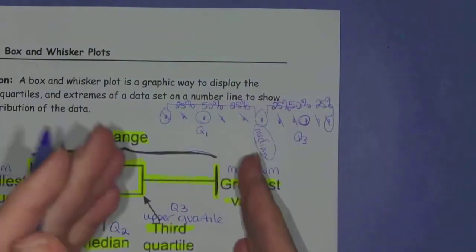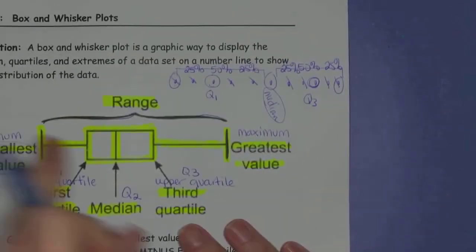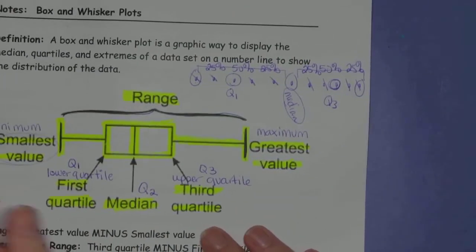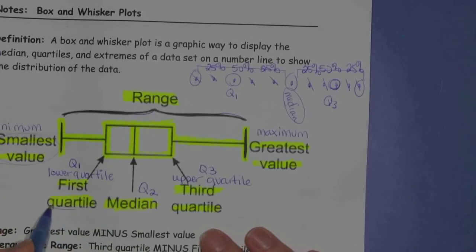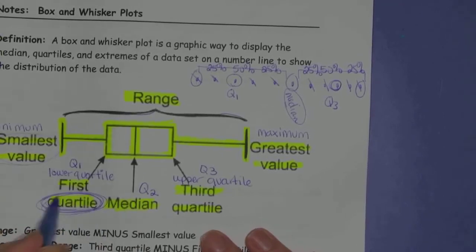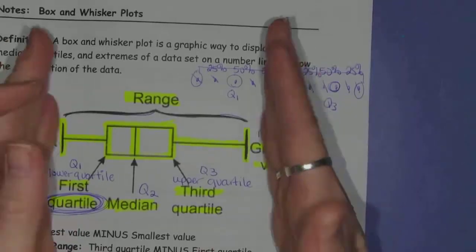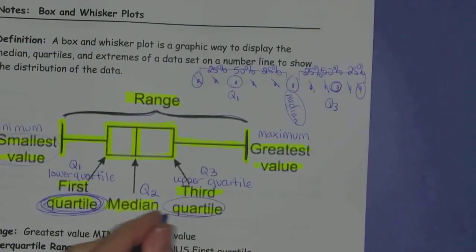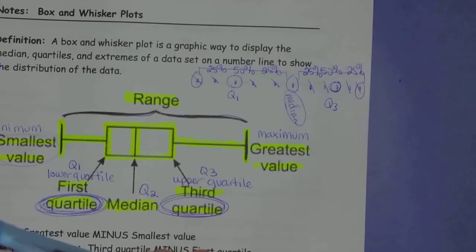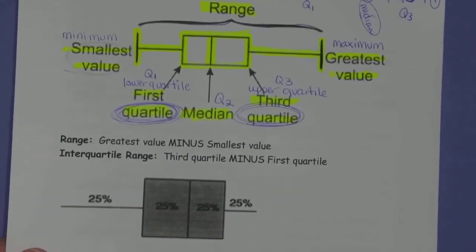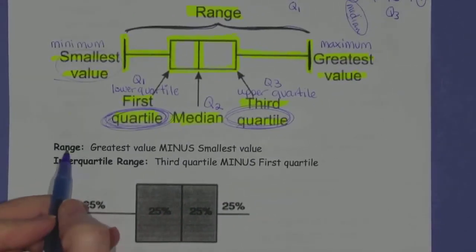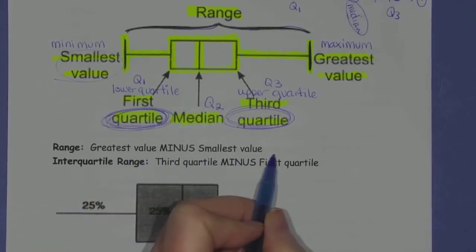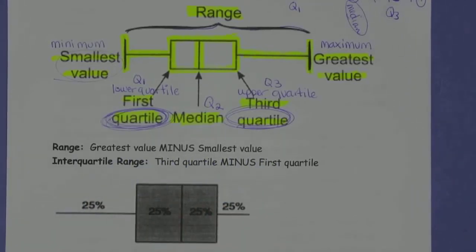So just trying to show you how the language got created. The word quartile didn't just come out of thin air. It goes with quartering a whole set of data. Quartering, 25%. Okay, so let's go here to range. We already know the definition of range. It's the greatest value minus the smallest value. Here's something new we haven't talked about.